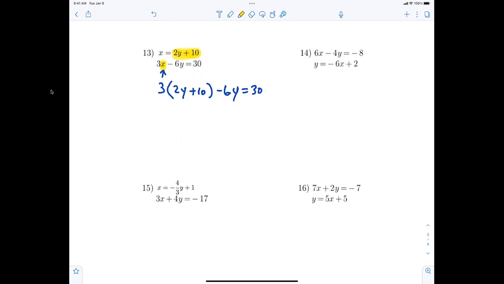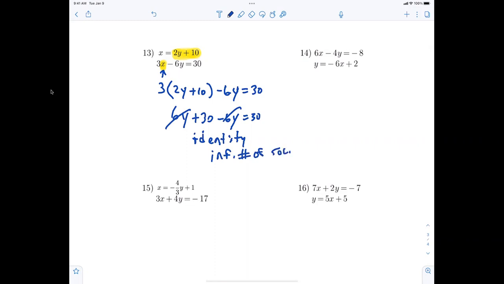So now distribute. It's an identity. Yes, that's what I'd like for you to know. On a test you can just write identity: an infinite number of solutions. But if the x and the y were on the same side, and the regular number was on the other side of the equal sign, you have to solve it for y first, or solve it for x. Each substitution has a variable solved for it already.